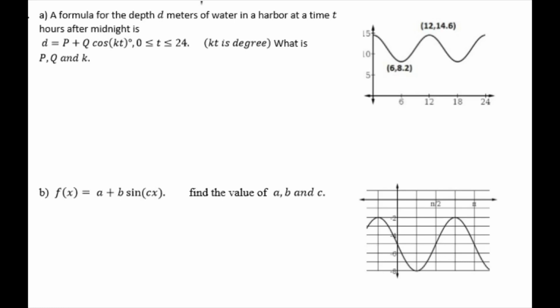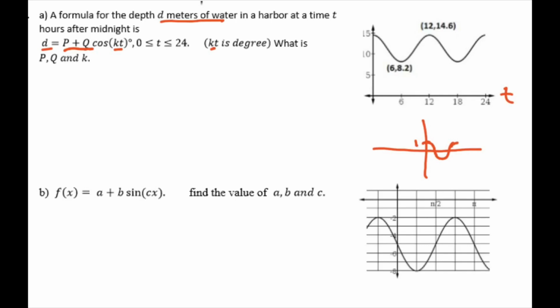So this first one we have is d, which is depth in meters, and time, that's like your x here. We're going to find p, q, and k, where k is in degrees. And what we notice is this is cosine. They already give you that. Usually cosine starts at 1. So if we start at 1, then we end there. That's usually your characteristic curve.